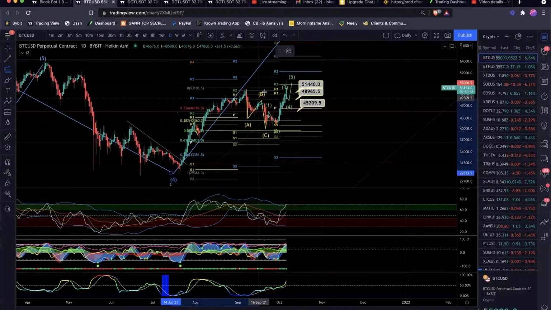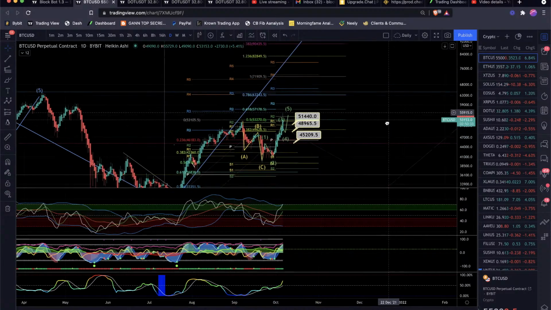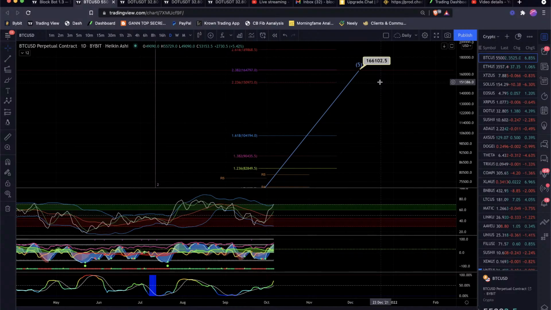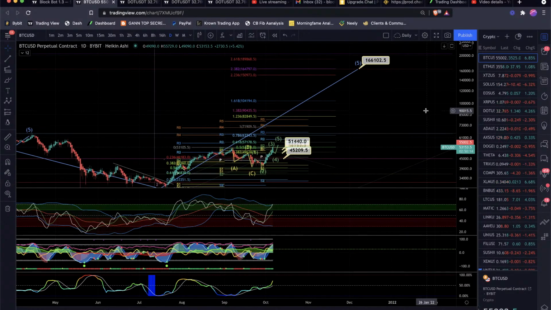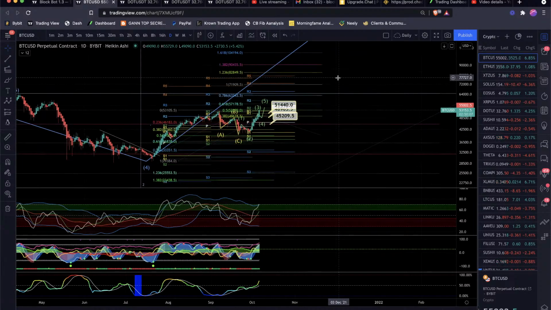Now if this is a wave 1, we can pull our targets for our wave 1 right here. Wave 3 would put us at 104K, and then we would have another wave 4, and then wave 5 would get us right up here to about 150K to 160K. So the possibility is 100% there for Bitcoin to go to 100K by the end of the year. Quite easily, to be honest with you.